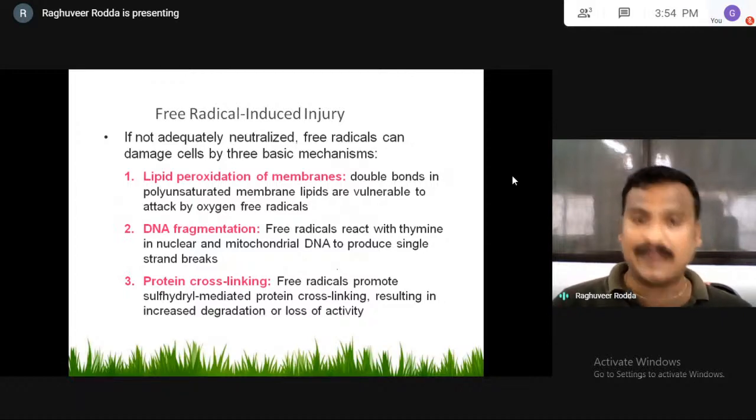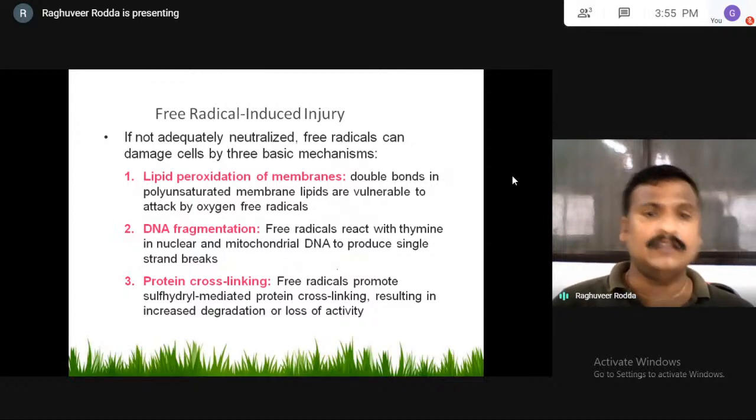One is lipid peroxidation of the membranes. The membrane phospholipids are going to be damaged and converted, and the DNA will be fragmented. The nuclear material will get damaged. The nucleosides are going to react with the reactive species, lose their bonds and their structures, and then there are the protein cross linkings.